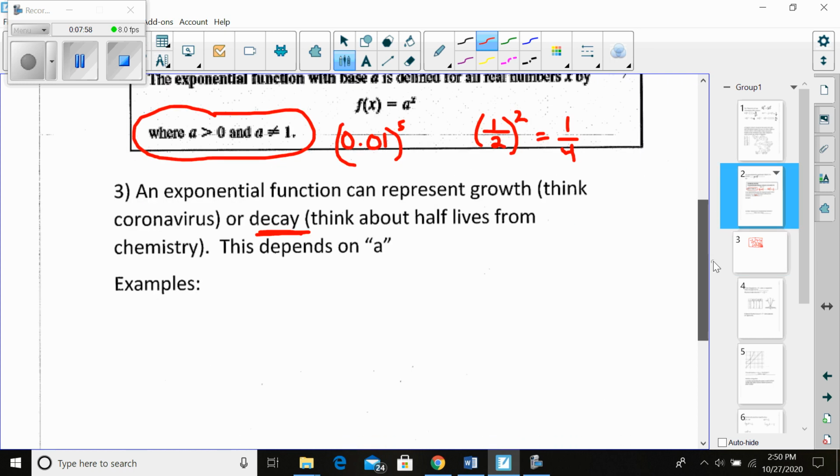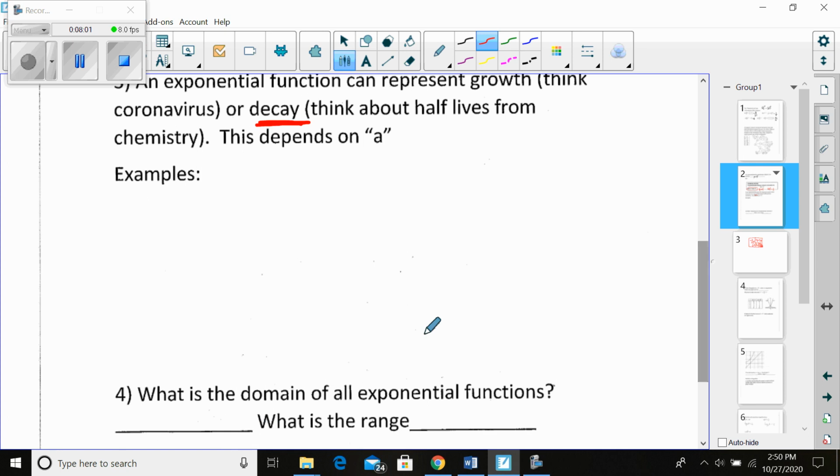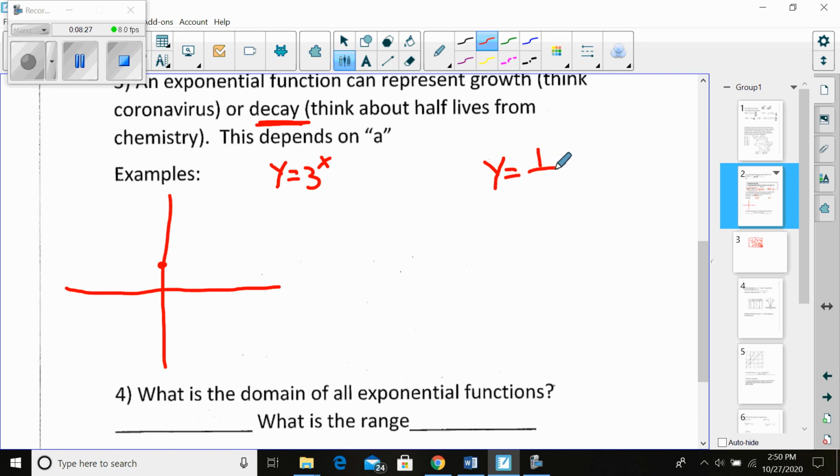So let's go back here and look at some examples. We've already talked about the function y equals 3 to the x. If I were to plug in 0 for x, anything to the 0 is 1. That means that every single exponential function, whether I'm talking about a base greater than 1, or a base that's a proper fraction, less than 1, no matter what my base is, anything to the 0 power is 1. So every single exponential function ever, no matter what base, goes through the point (0, 1).